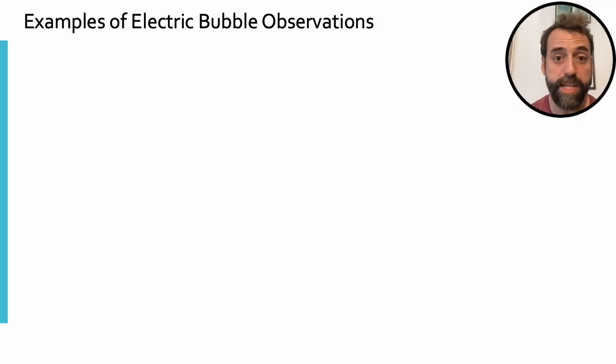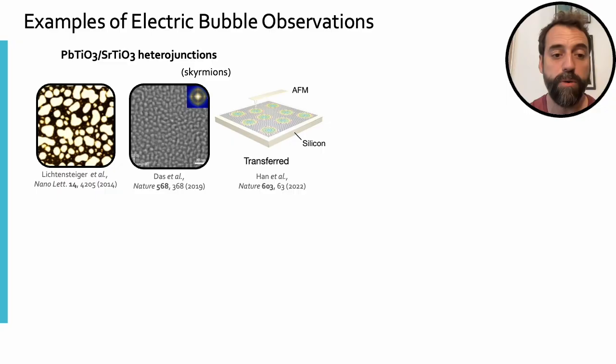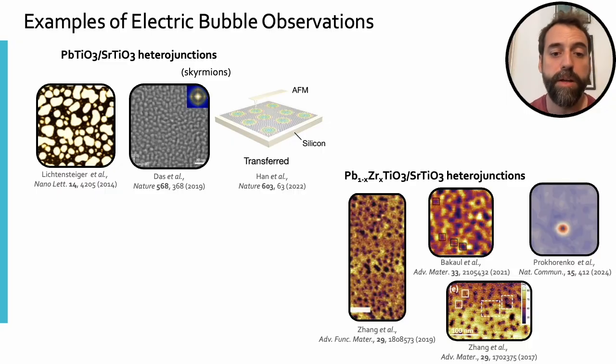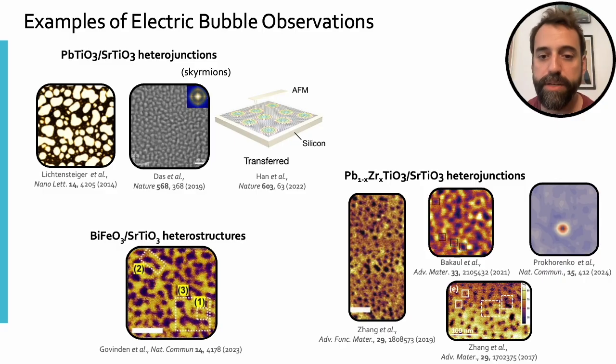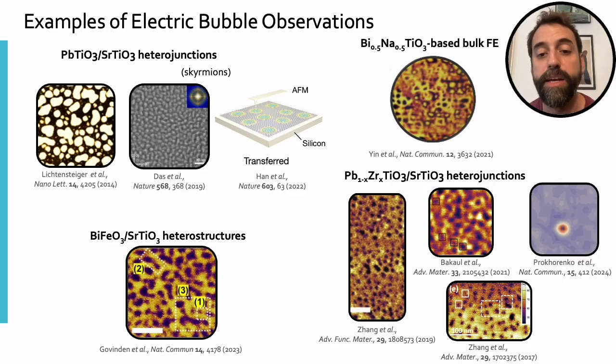Now, bubble domains have been observed in many different ferroelectric-dielectric systems, not only lead titanate, strontium titanate, like the one we were seeing before, but also in the closely related PZT-STO systems, but even in systems beyond lead zirconate titanate, like for instance bismuth ferrite strontium titanate heterostructures, and I even found one report of such bubble domains in a bulk ferroelectric.